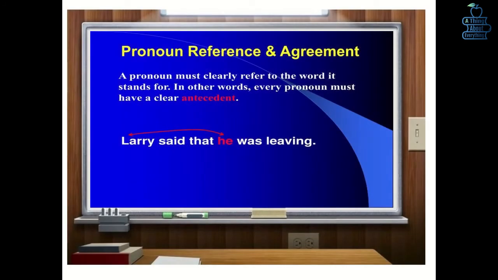So, pronoun reference and agreement: you have to understand that a pronoun must clearly refer to the word it stands for. In other words, every pronoun must have a clear antecedent. So, for example, "Larry said that he was leaving." The antecedent of "he" is Larry. So this is the word that I am searching for, okay? Here we have a video again, you can skip it, to understand how you can find out the antecedent for pronouns.